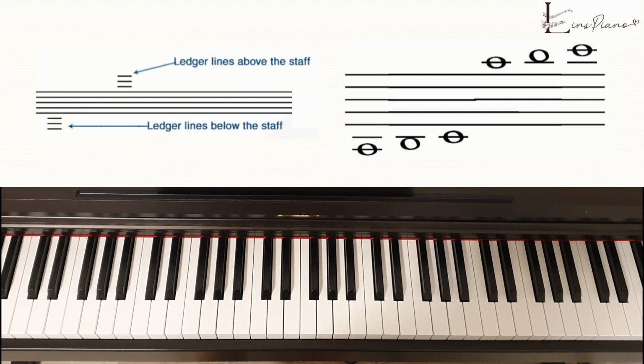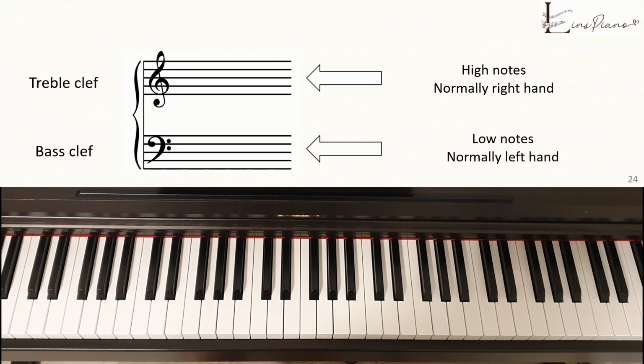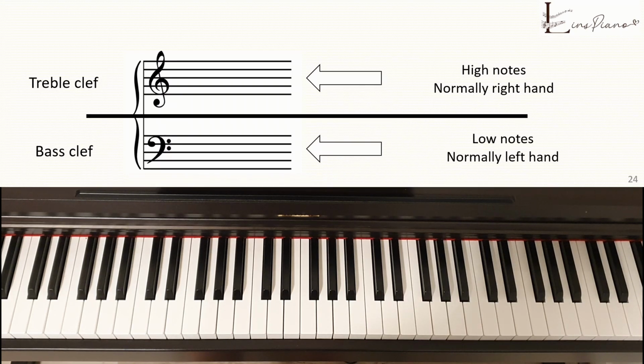We will learn about those ledger notes in the following lessons. But for today, I would like to introduce to you a special ledger note, middle C. We know that treble clef is for high notes and bass clef is for low notes. Now imagine there is one invisible line between them. This line acts as a bridge that connects the two staffs together. And the note situated on this line is middle C.